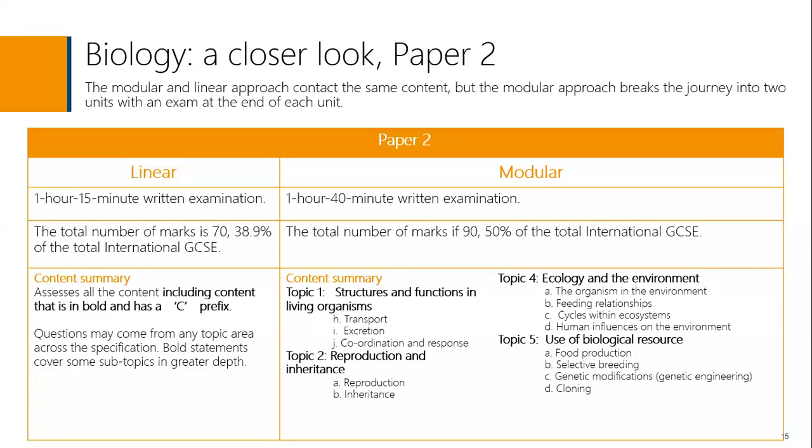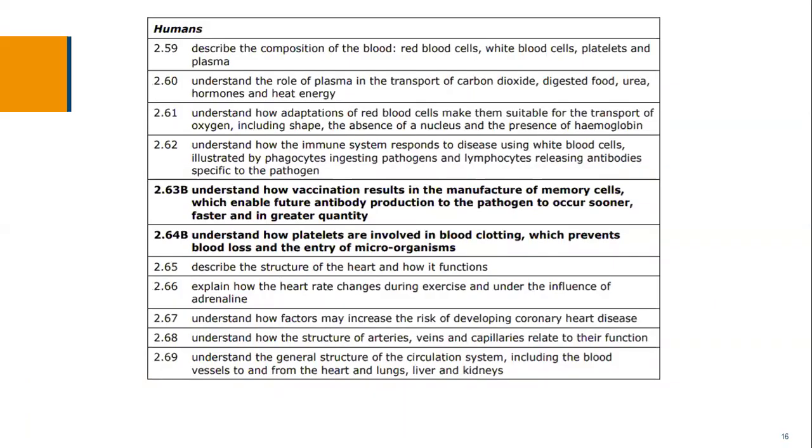Now we're going to look a little bit at teaching in a modular way. This is a page from the specification that shows how some of the content is in bold. So 2.63b and 2.64b, which are in bold, will only be tested in paper 2 if you choose the linear route. But the content not in bold will come up on paper 1, and paper 2 can cover any part of the content.